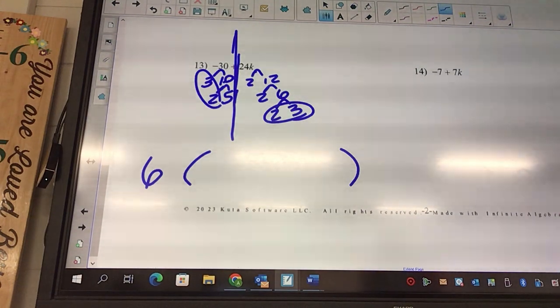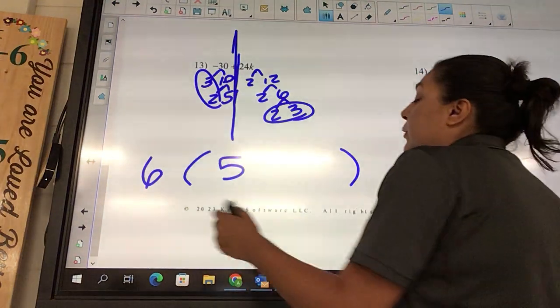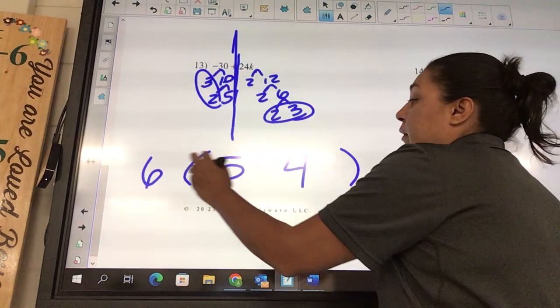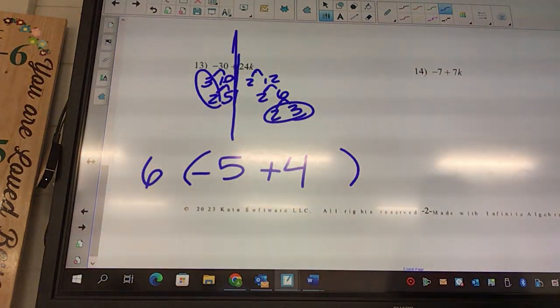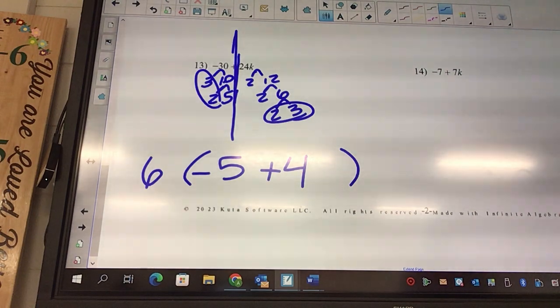Okay, so 30 divided by 6 is going to be 5. 24 divided by 6 is 4. You're going to drop your signs. What about the K's? How many K's can I pull? None, so put them back.